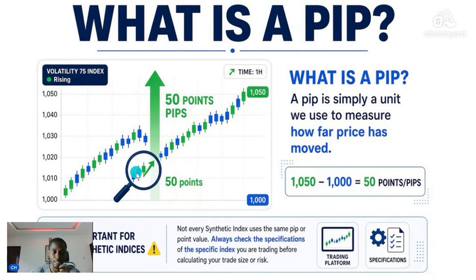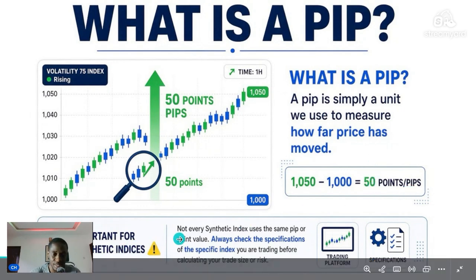So let's say you enter the trade at this point, 50 points. It's supposed to go from right here, where you can see the long arrow pointing up, and get to this point, 1050. All this distance, all these little candlesticks that you can see here, are what is called pips. So a pip is simply a unit we use to measure how far price has moved. So 50 points, also 50 units.